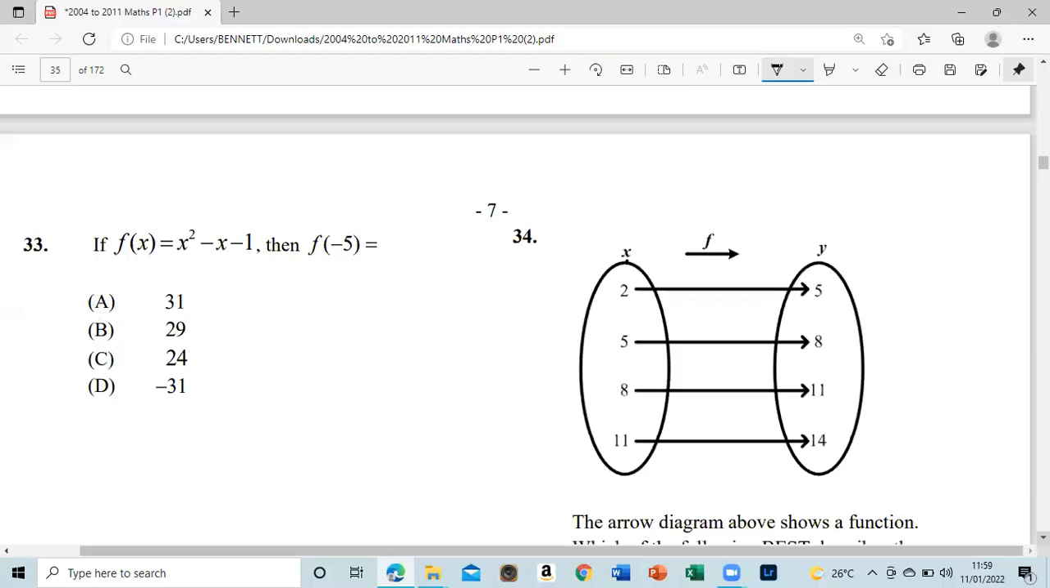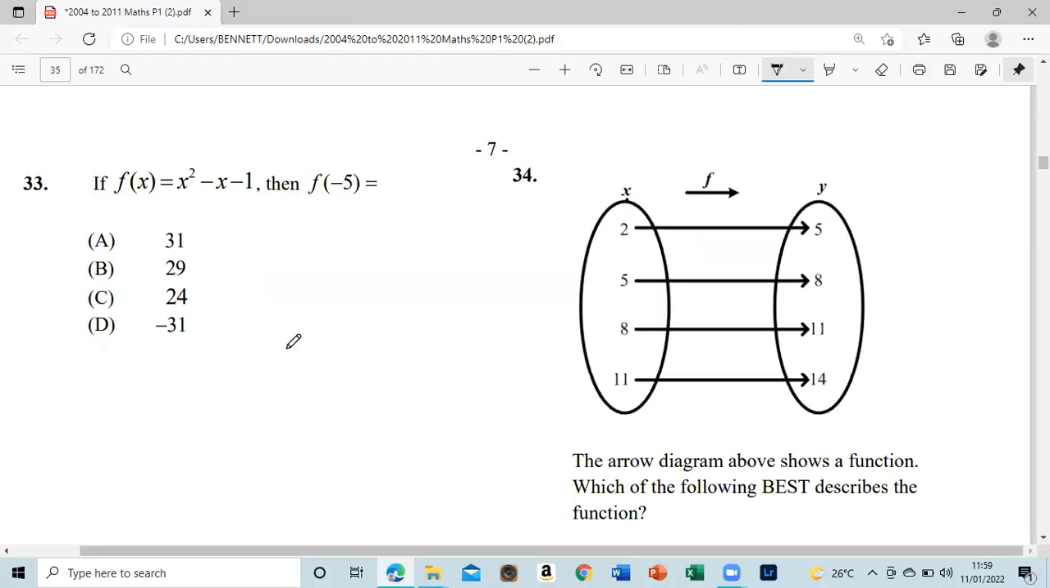All right. On to 33. If f of x is equal to x squared minus x minus 1, then f of negative 5. So all we're going to do is replace x with negative 5. A common error is that students will just put 1 negative 5. Remember, there's a minus here. X in itself is negative 5. So ensure that you don't make that error. I've seen it so many times. So negative 5 times negative 5 will give us positive 25. Both of these will give us a plus. So that will give us plus 5 minus 1. So we get 30 minus 1, which is 29.